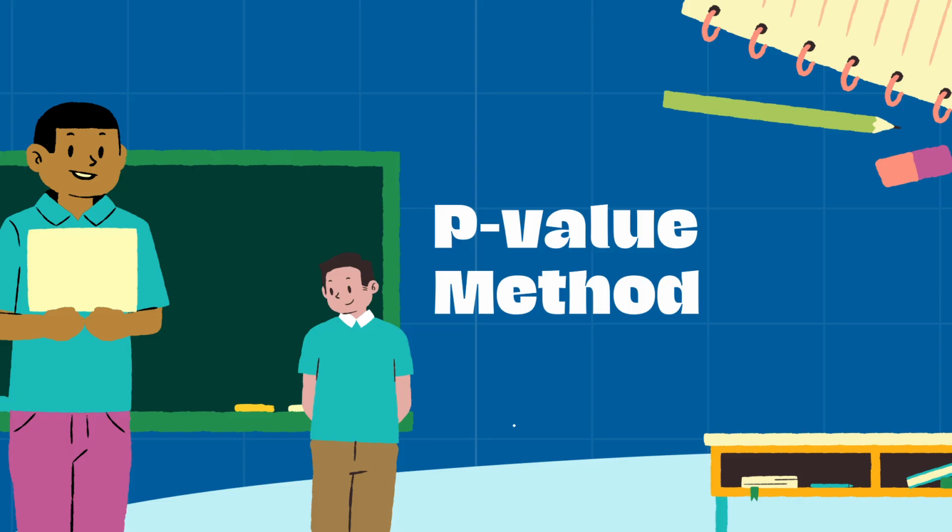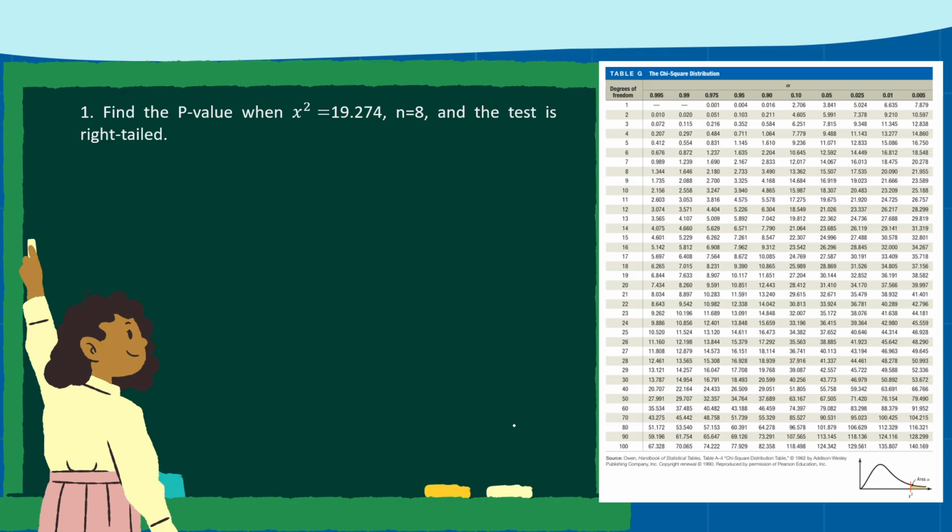Okay, so that's all about this problem about nicotine contents of cigarettes. Let's proceed with the p-value method. So how to compute using the p-value method? Find the p-value when the chi-square is equal to 19.274 and n is equal to 8, and the test is right tail. To get the p-value, look across the row with df equal to 7. Since our n is 8, our df is 8 minus 1, equal to 7. And our chi-square is 19.274.